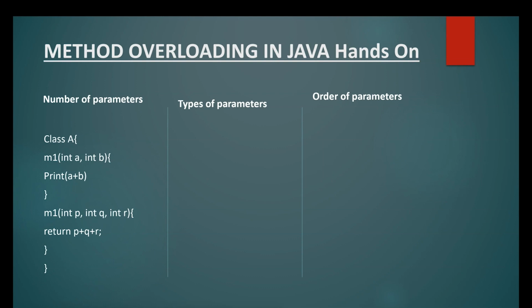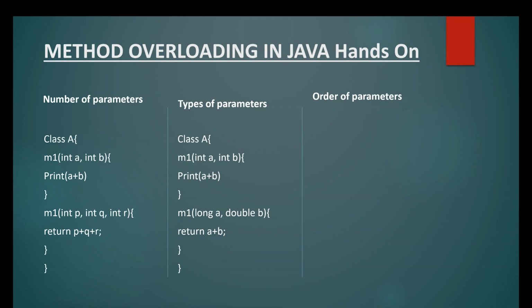In type of parameter, let us say you have class A. Under class A, you have method m1, and the purpose of this method m1 is the same as in the previous, to print a plus b. Now let us say you are overloading this method, and now the arguments are long and double. And the purpose of this overloaded method is to return the addition of these two numbers. Okay.